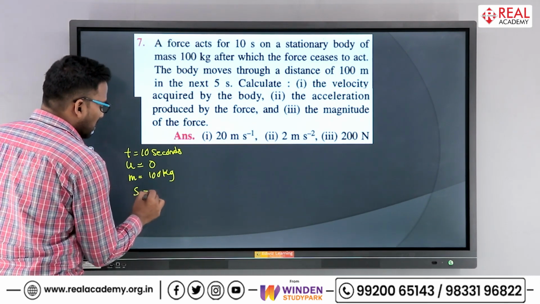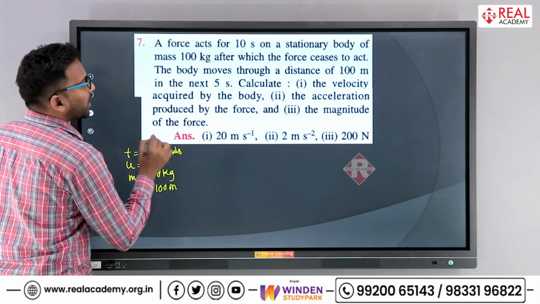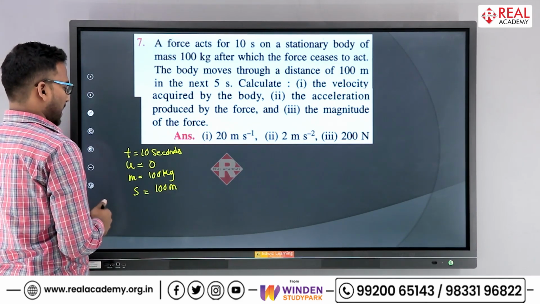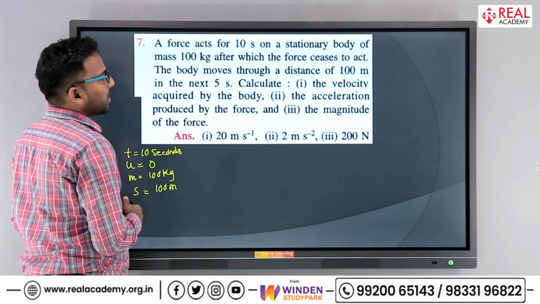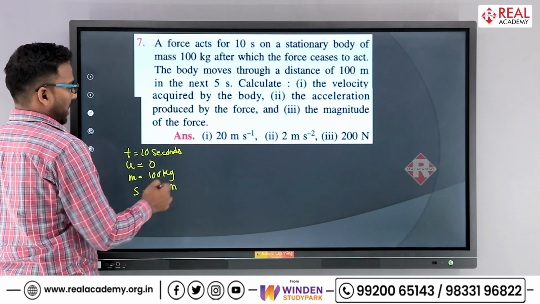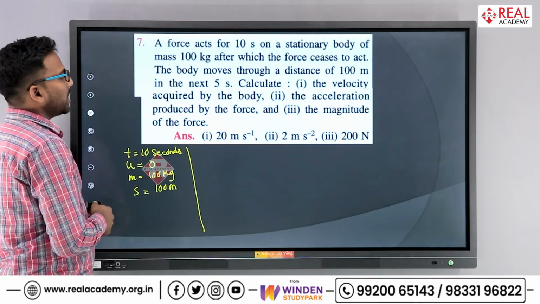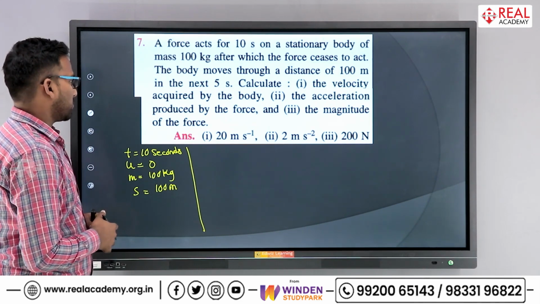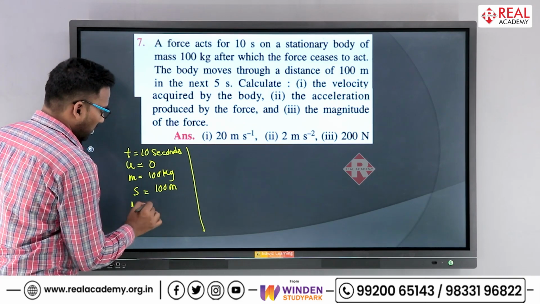That means distance has been given: 100 meter in the next 5 seconds. Calculate the velocity acquired by the body. They are asking us to calculate the velocity acquired by the body, right? So first one, they are asking us to find velocity.